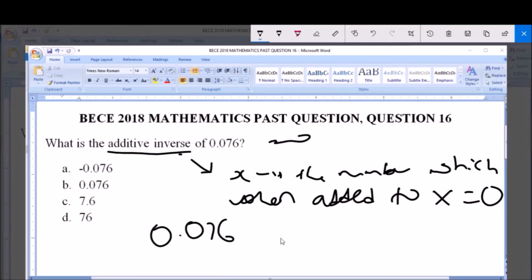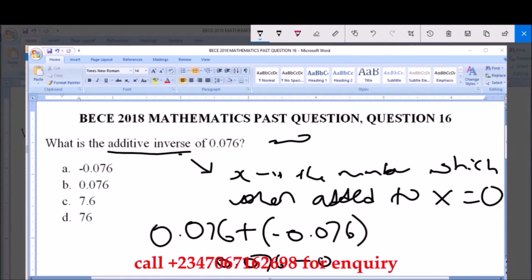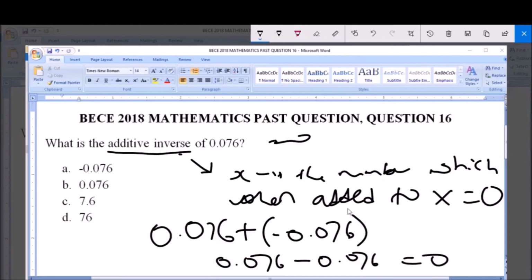Now the easiest way for us to get a number that we can add to 0.076 that will give us 0 is by adding a negative integer, a negative value that is equivalent to this positive value. Now when we add minus 0.076, plus times minus gives minus. We'll now have 0.076 minus 0.076, and this is equal to 0. So for you to find the additive inverse of any number, once the number is a positive number, just add the negative of that particular number. And if the number is a negative number, just add the positive of that particular number to give you 0. And that number is the additive inverse.